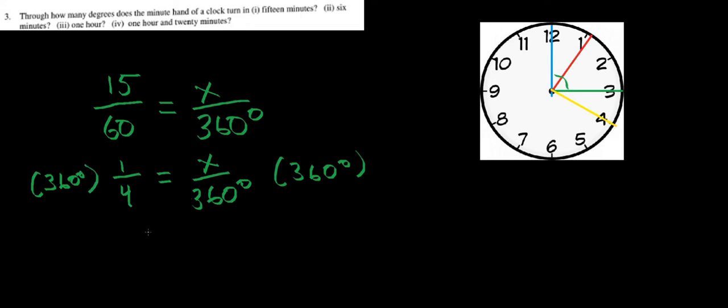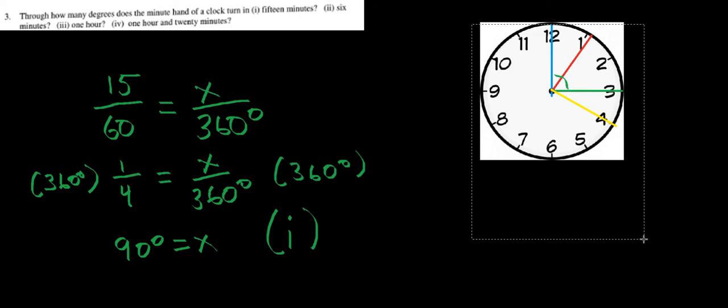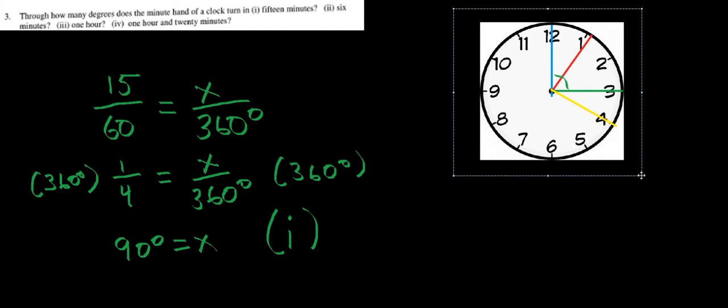And we do indeed see that 1/4 of 360 is 90. 90 degrees equals x. So the first part of our problem, how many degrees does the minute hand of a clock turn in 15 minutes, is 90 degrees. I'll just put a 1 here so we remember that's the answer to our first part of the problem. All right, so now the second part of our problem. Let me copy this and bring it down with us.